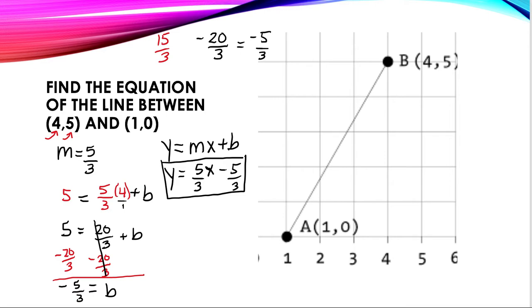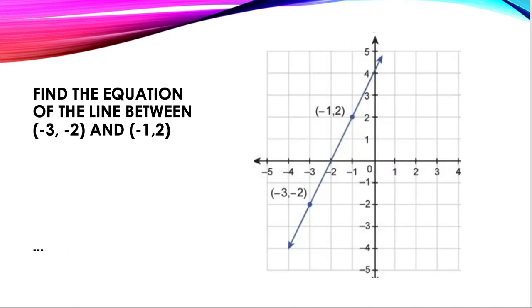Okay, so let's summarize what we did, and then we're going to try another example. So the first step is to find the slope. We did that on a previous problem. The second step is to find the b, and then the third step is to plug in. All right, so let's try this again. We're going to use the other problem that we worked previously. So we want to find the equation of the line between the point (-3, -2) and (-1, 2).